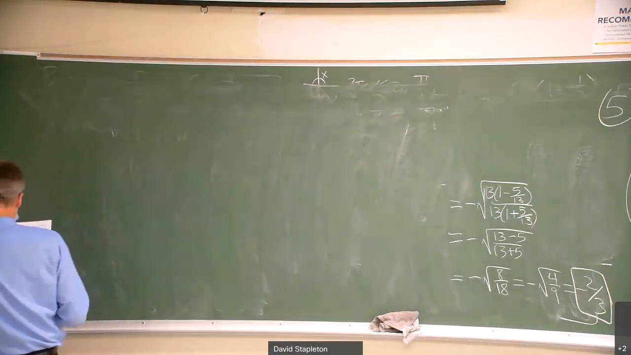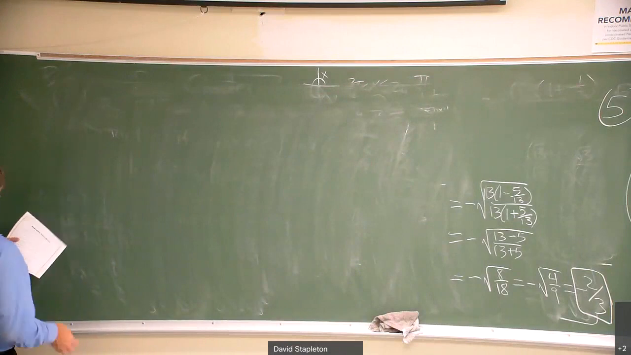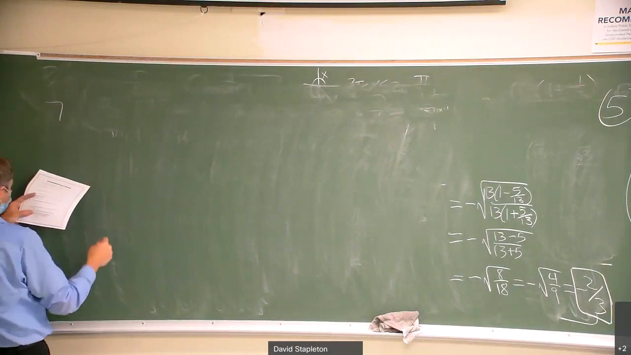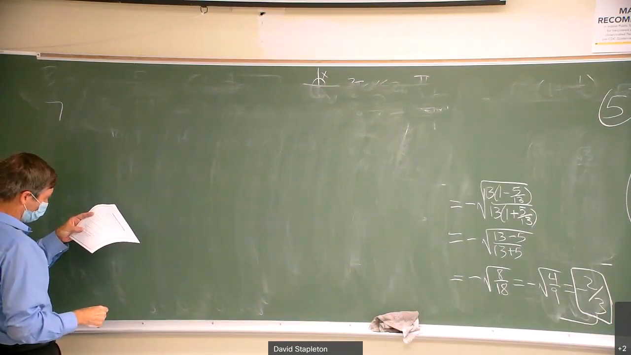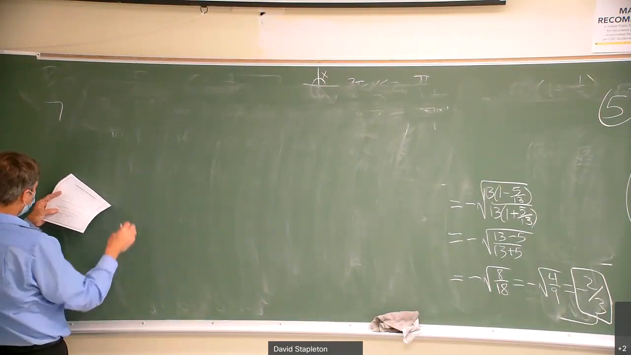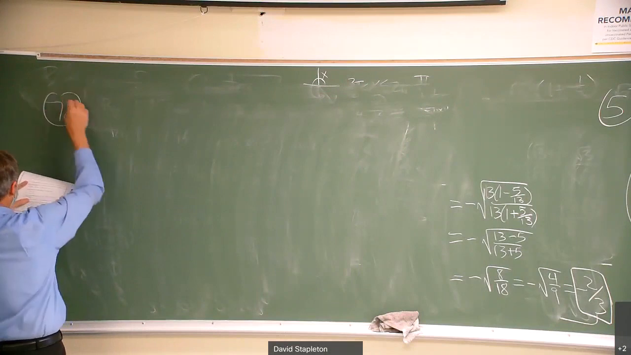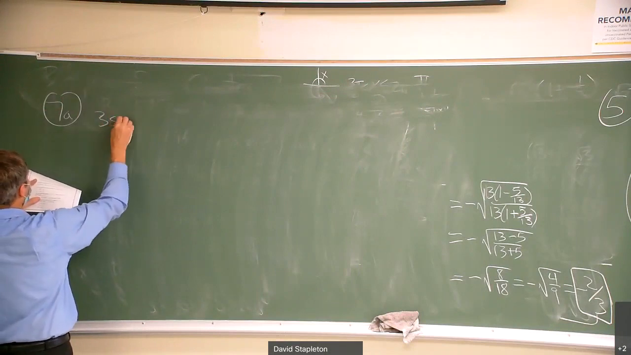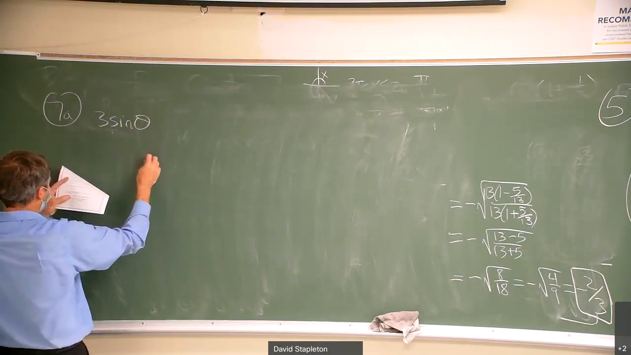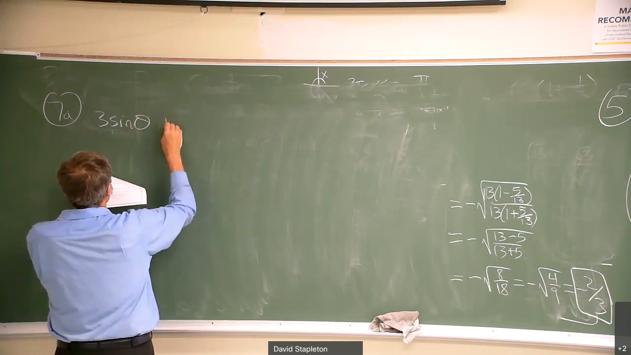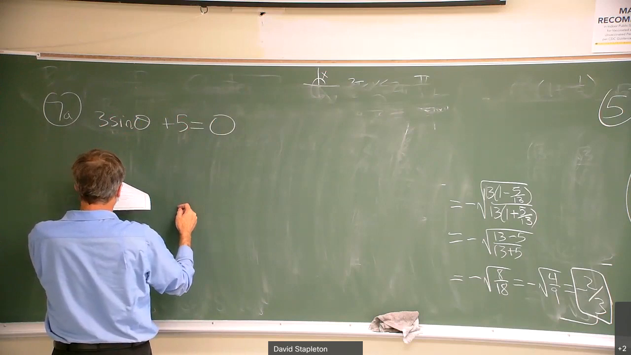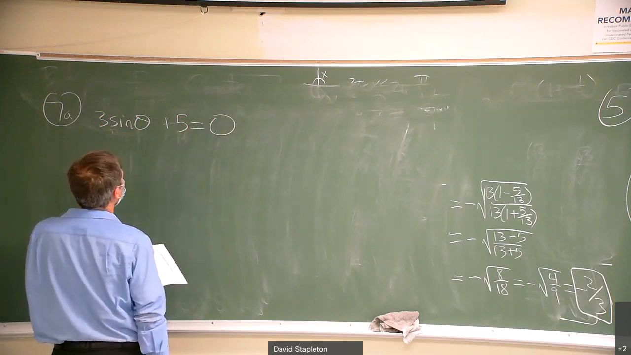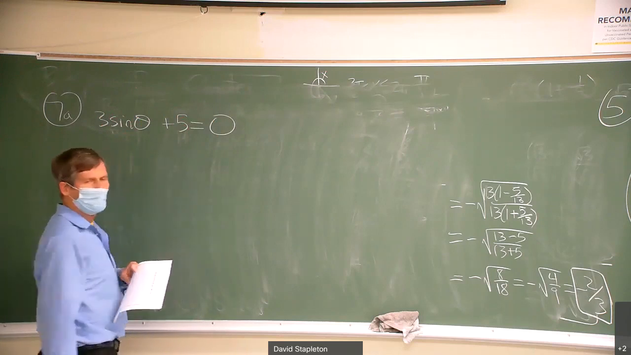Maybe we should do, well, no, let's do this one. Let's do 7. Tell me if I'm skipping 6A here. If anybody wants to see it, we can do it. Suppose I do 7A. And I'll say 3 sine theta plus 5 equals 0. Suppose I want to solve this one. What do I do for that?